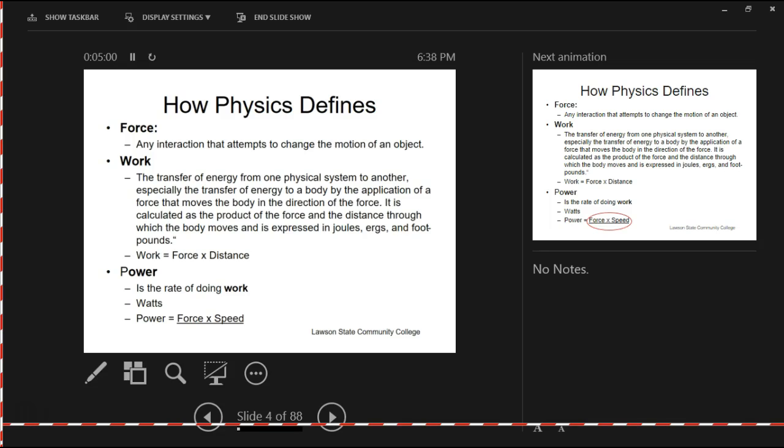No, it's not moving. Oh, no. It's force times distance. My distance is 0. So to get work, you actually have to have distance plus a force.